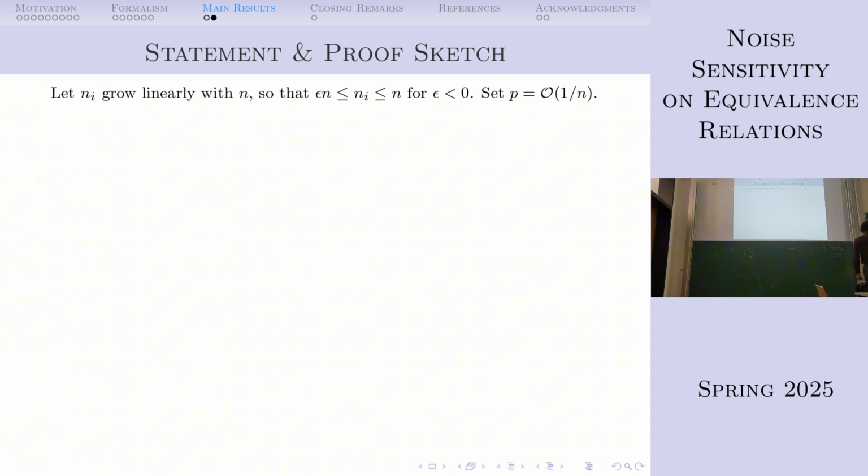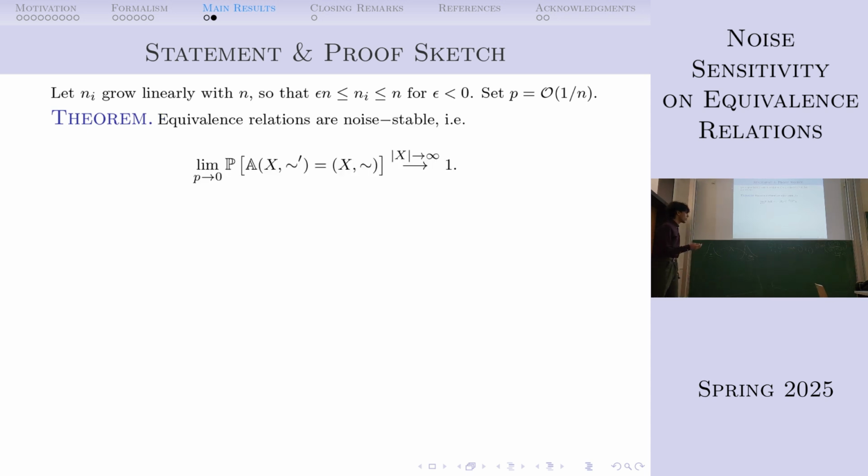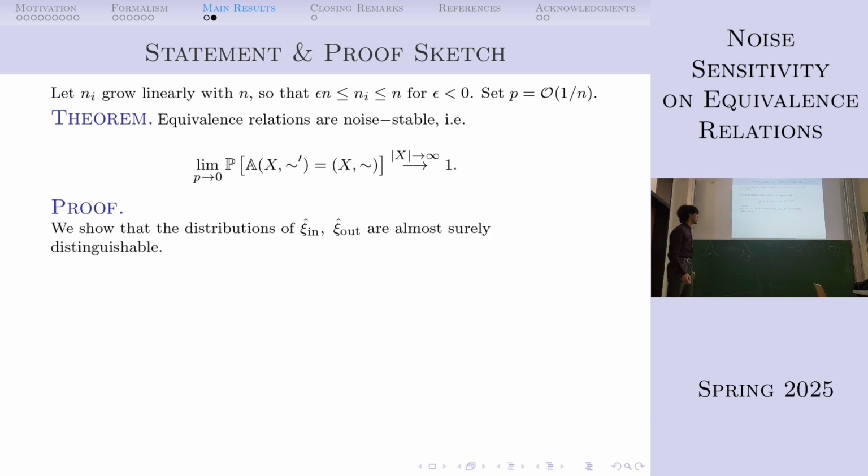So as we've had so far in the discussion, we've had p is of order 1 over n. And for this discussion, again, we assume that the sizes of the equivalence classes grow linearly with n. So you can think of this as some ratio between the elements. Then we say that the equivalence relations are noise stable. And the proof is quite simple.